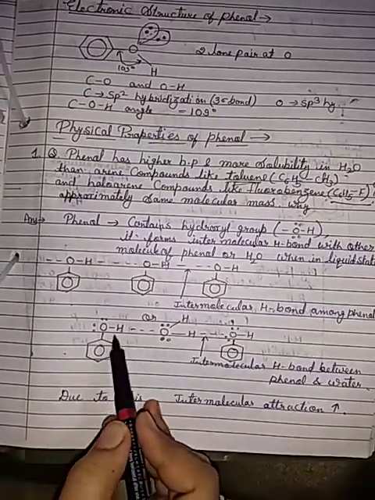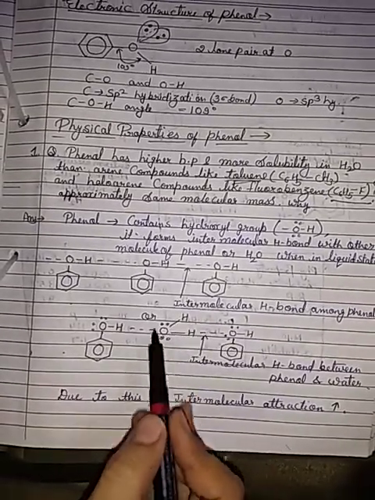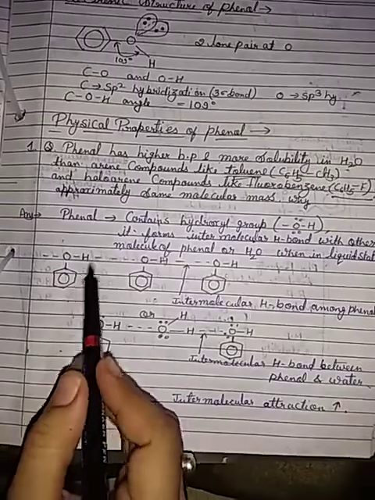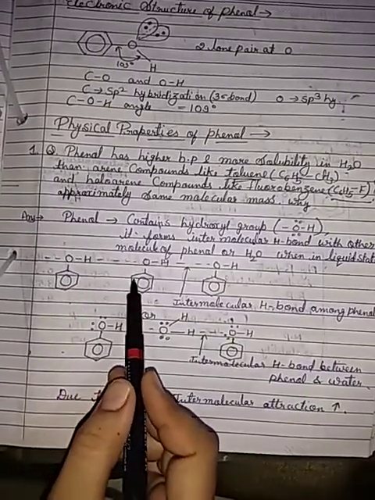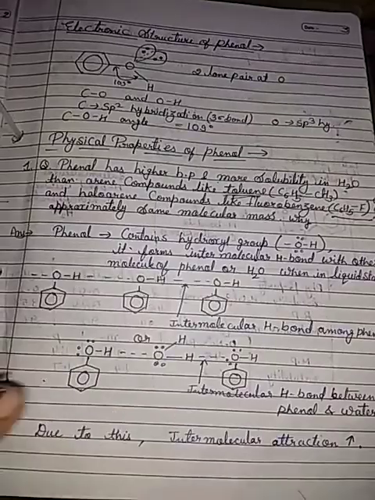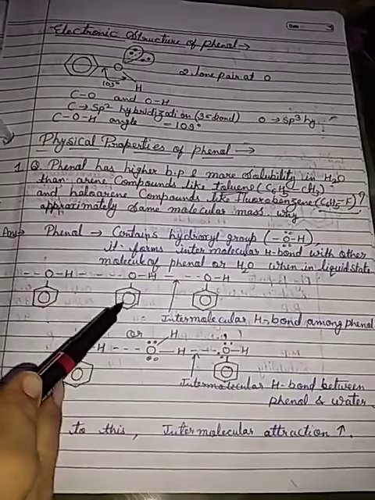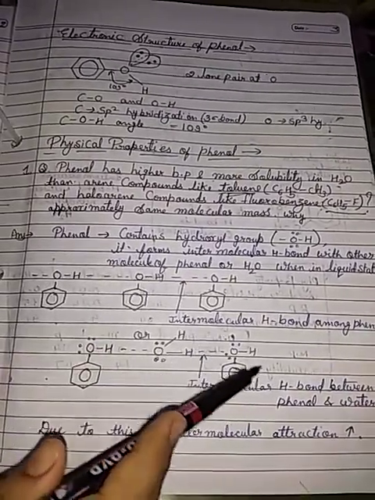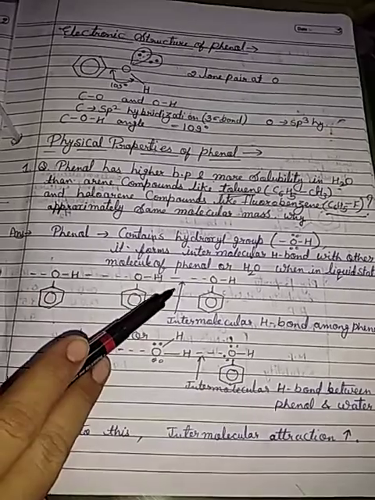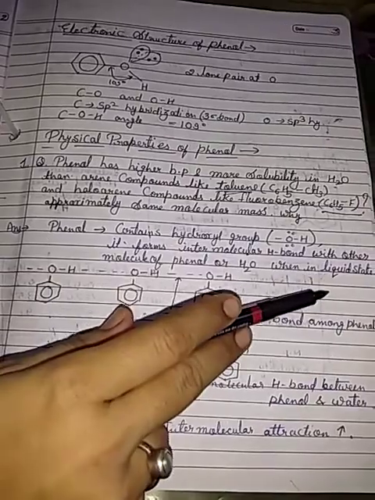Then, when you dissolve phenol in water, the hydrogen of phenol forms intermolecular hydrogen bonding with the oxygen of water. So whenever phenol dissolves in water, it also forms intermolecular hydrogen bonding with water. Due to this, intermolecular attraction increases in phenol, because intermolecular hydrogen bonding is present in phenol. In toluene, there is no intermolecular hydrogen bonding. In fluorobenzene, there is no intermolecular hydrogen bonding.